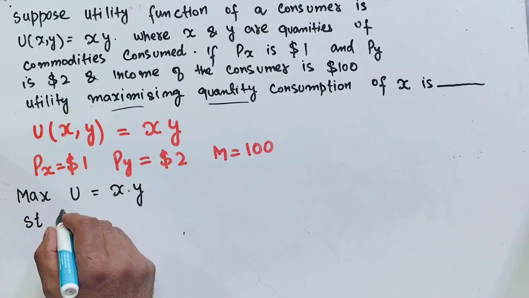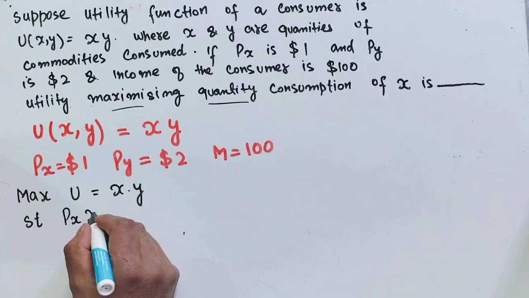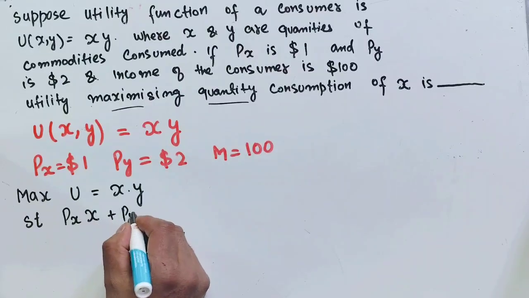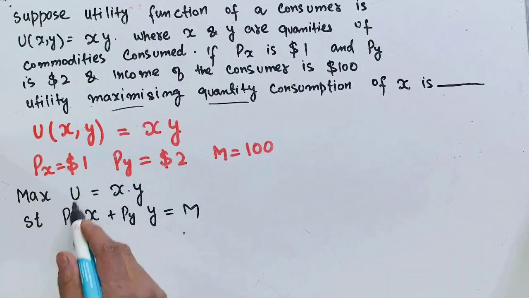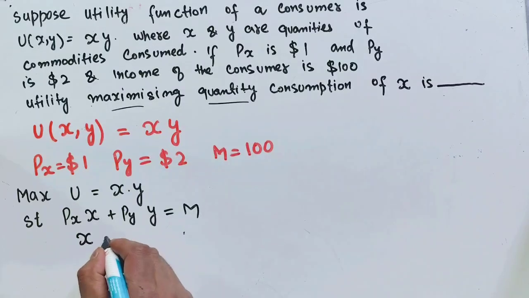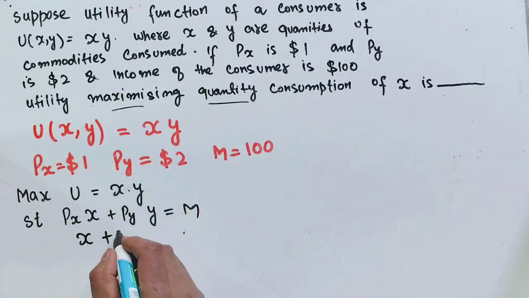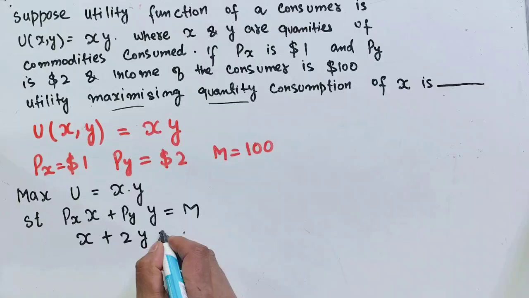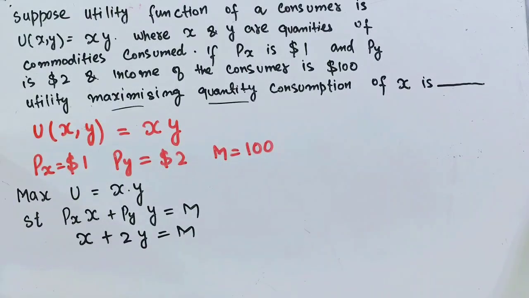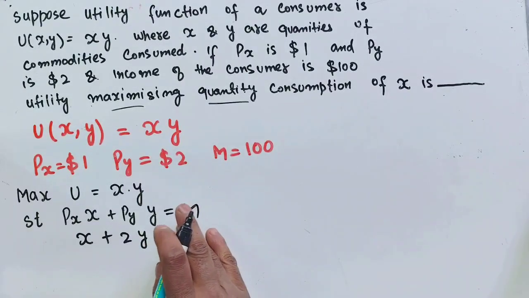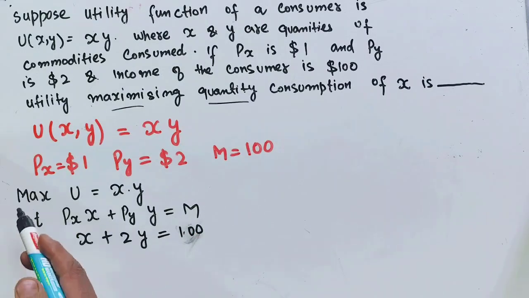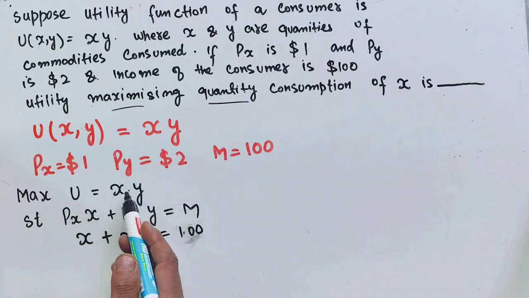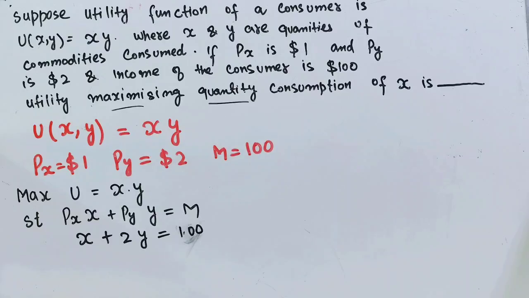What is the budget constraint? That is, price of x times units of good x plus price of y times units of good y should be equal to the income of the consumer. Price of x is 1, so we can write x here, plus price of good y is 2, so we can write 2 times y, should be equal to the income of the consumer, which is given here as 100. So the consumer's endeavor is to maximize his utility subject to the budget constraint.